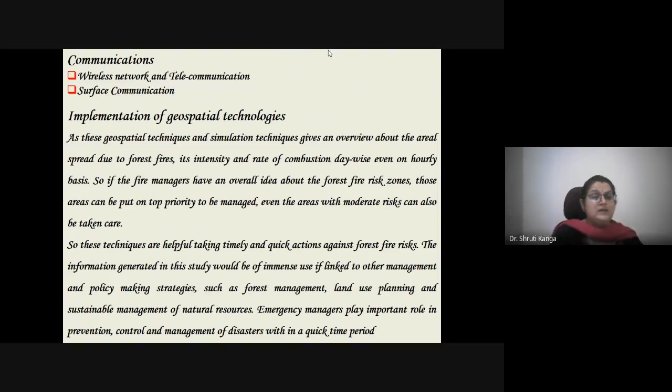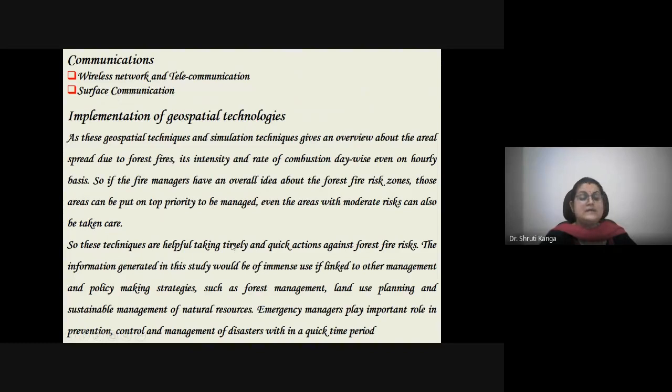So if the fire managers have an overall idea about the forest fire risk zones, these areas can be put on top priority to be managed, and even the areas with moderate risk can also be taken care of. That's what I have told you: if the managers have proper records of these kinds of activities, then they can easily go for the areas which have high risk on top priority, without ignoring those areas which have moderate risk. So everything can be taken care of, having all the facts in mind, that these are the areas having different intensities of fire risk and different spread in different areas. Based on that, we can go for different strategies for planning.